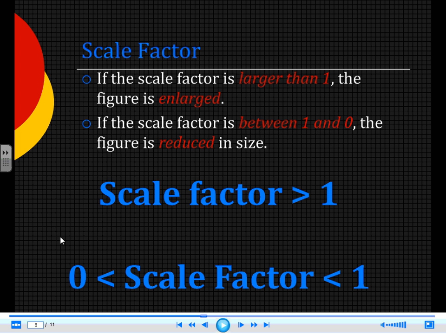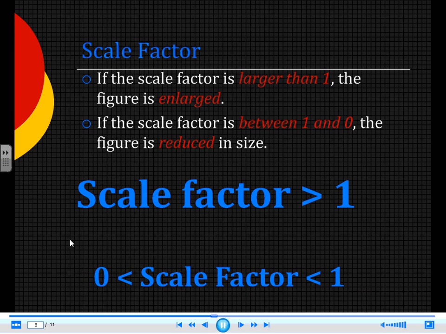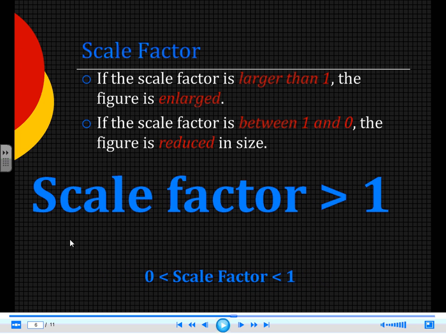Okay. All right. So if the scale factor is larger than 1, then the figure is going to be enlarged. If the scale factor is between 1 and 0, then the figure is going to be reduced in size. It's going to become smaller. So scale factor greater than 1, it gets bigger. Scale factor between 0 and 1, the figure gets smaller. Okay?